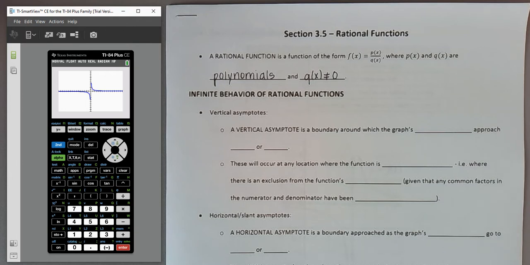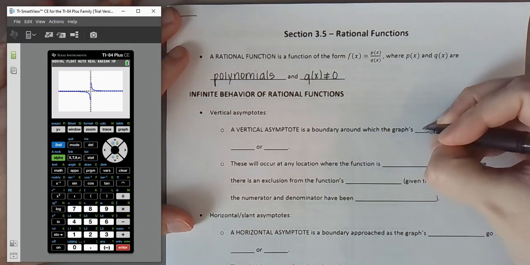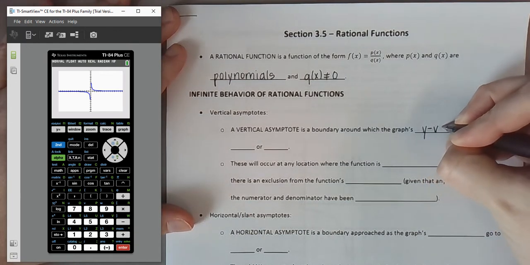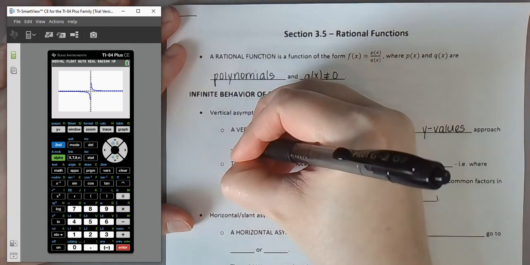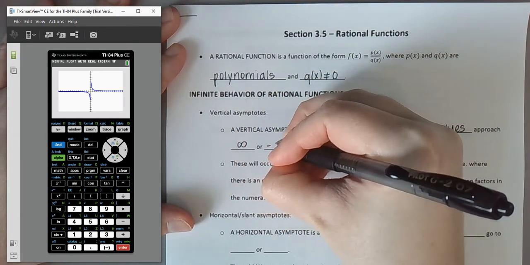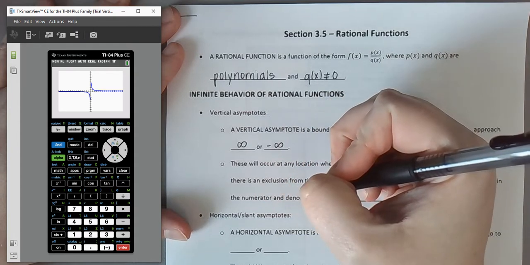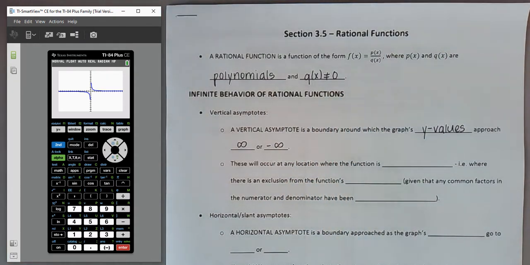So a vertical asymptote is a boundary around which the graph's y values, or outputs, whatever you want to call them, approach positive infinity or negative infinity. So around that boundary, the y values are blowing up. As our x values approach this specific value at 0, the y values either go off to positive infinity or they go off to negative infinity.